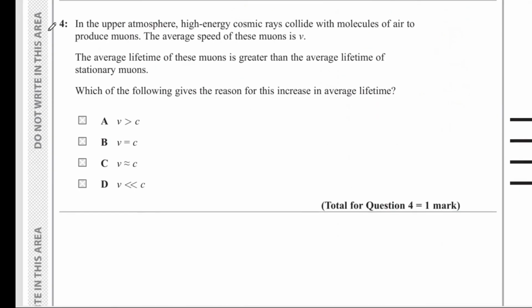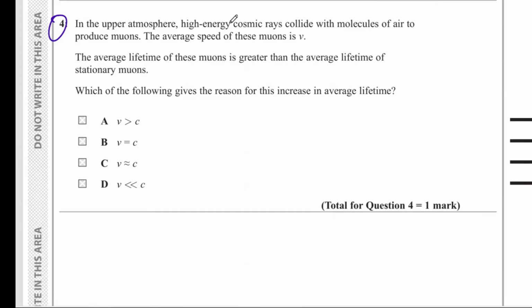Now you have got question number 4. In the upper atmosphere, high energy cosmic rays collide with the molecules of air to produce muons, right? The cosmic rays are colliding and they're going to produce muons. The average speed of these muons is V. The average lifetime of the muons is greater than the average lifetime of the stationary muons, right? So these are the muons which are being produced in the upper atmosphere. Which of the following gives the reason for the increase in the average lifetime?